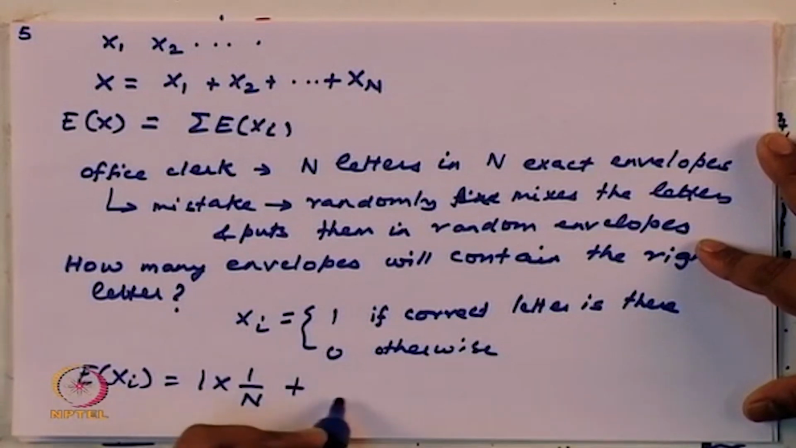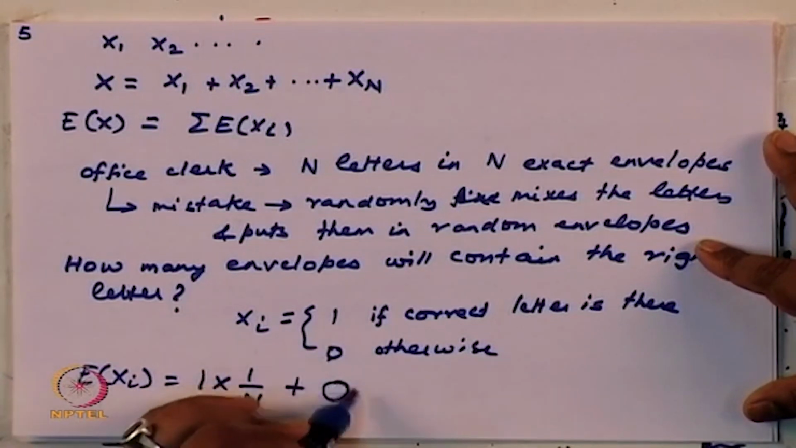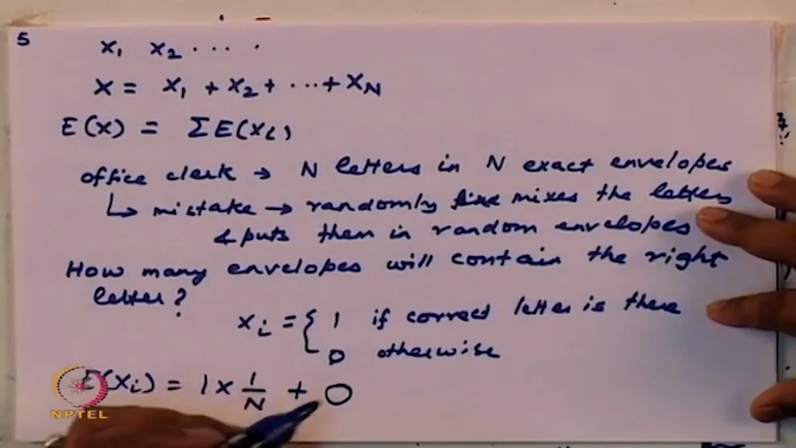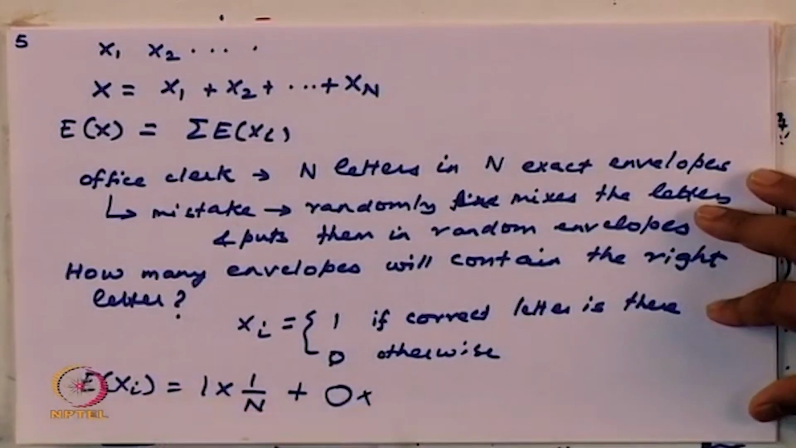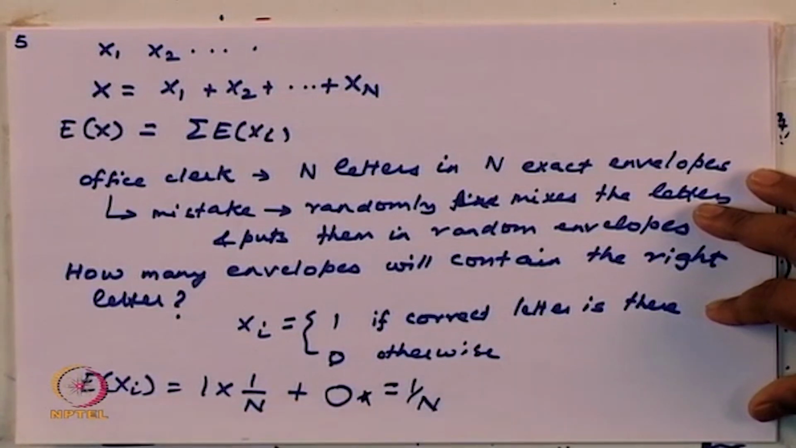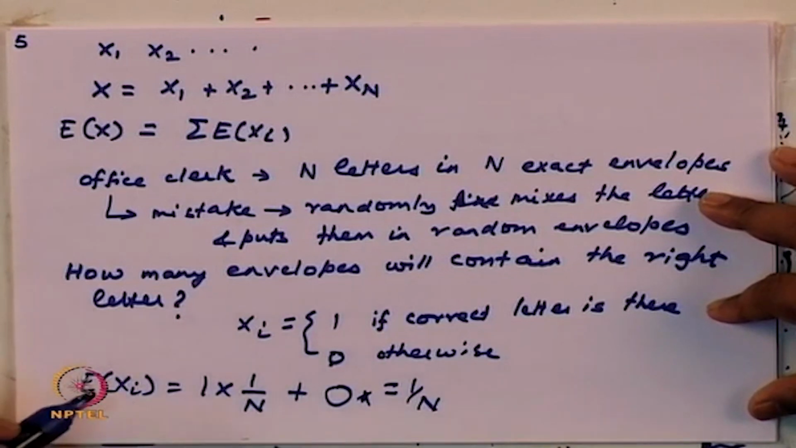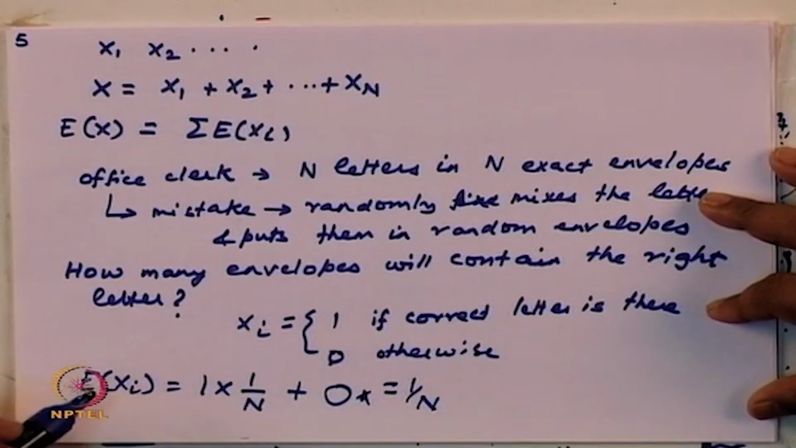Plus, for all other cases it is 0, because xi is 0, so your x value is 0 and your probability can be anything. So for all of them it is also 1 by n. So this is nothing but 1 by n. This is the expectation that the first letter is in the first envelope.